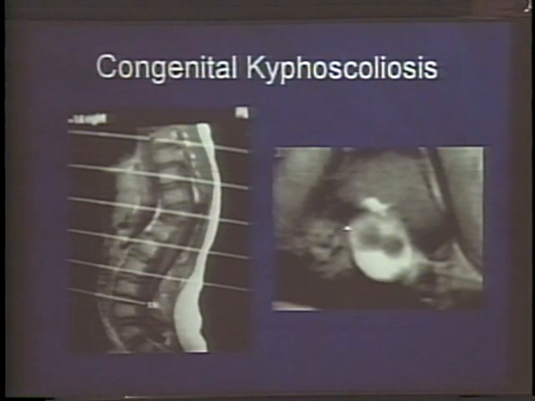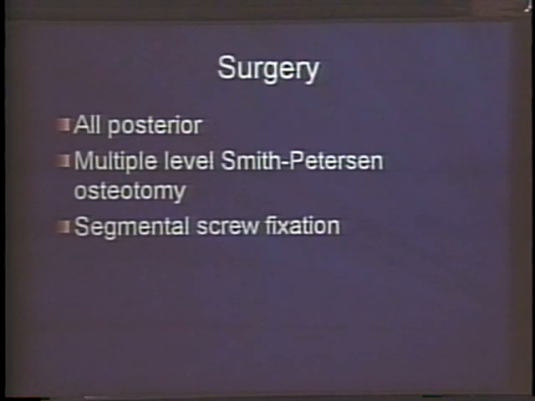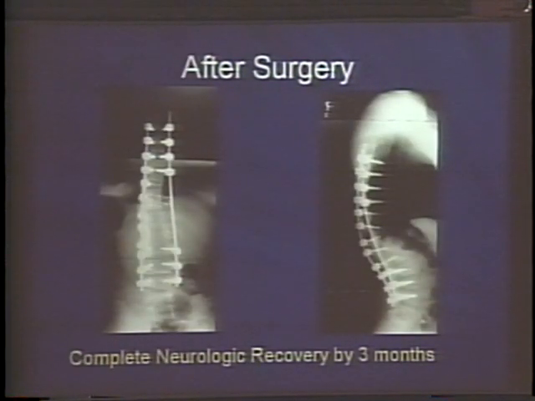This is her MRI, and you see the duplication of the spinal cord. The diastematomyelia spike had been removed. So this was done all posterior with multiple level Ponte osteotomies and segmental pedicle screw fixation, and we see satisfactory improvement in the kyphosis. And by 3 months, she had had complete neurologic recovery. And this was simply realignment posterior to diminish the compression of spinal cord.